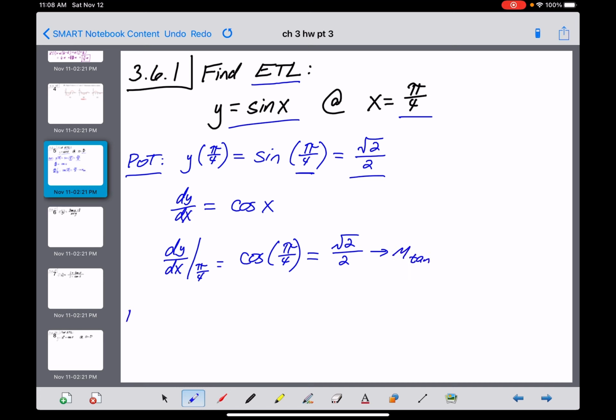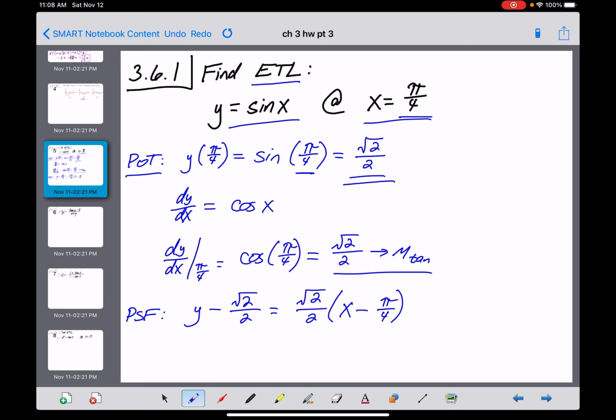So I'm going to go to point slope form and get started. It's going to be y minus the y coordinate of our point of tangency, which is root 2 over 2, is equal to the slope of your tangent, another root 2 over 2, and then in parentheses x minus your a value here, the x coordinate of your point of tangency, and that's going to be pi over 4. So there's the answer in point slope form.